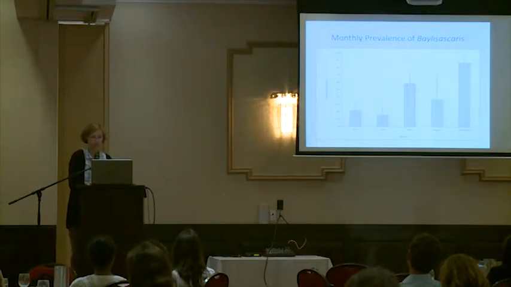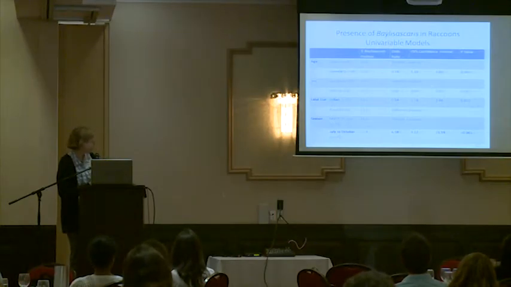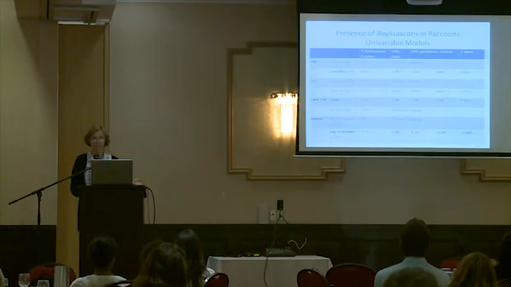Okay, so this table shows the prevalence of Baylisascaris for the different groups, in case you're interested in looking at that. And then it shows the results of the univariable analysis over here. What you can see is that the presence of Baylisascaris in raccoons was significantly associated with age, land use, and season in these univariable models.